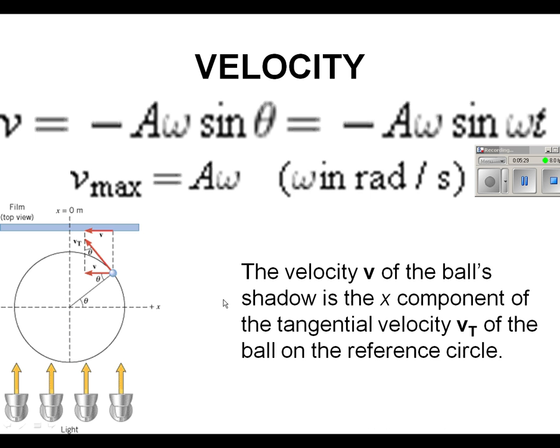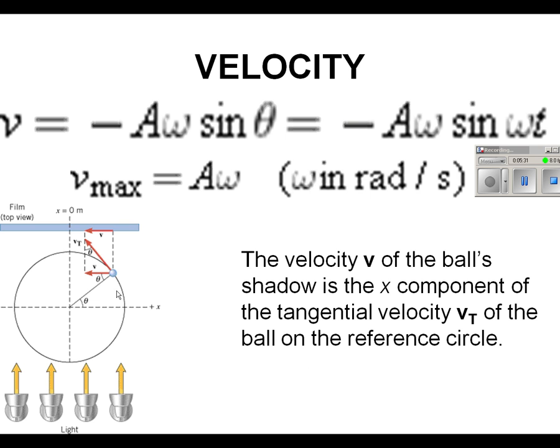Here's the velocity vector shown. So this is the tangential velocity that we're talking about here. Velocity v of the ball shadow is the x component of the tangential velocity of the ball on the reference circle. So this x component right here of this tangential velocity, that's the velocity. That's v max equals A omega. That tangential velocity does not change.